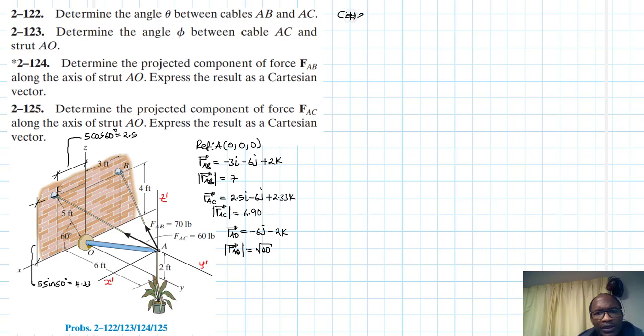So let's go to case 1. Case 1 is 2-122. Quickly, what do we have here? The angle between cables AB and AC. These forces, AC and AB, will have a force in this direction like this. Let's write down the forces. I'll not show the forces here because the figure is not that big.